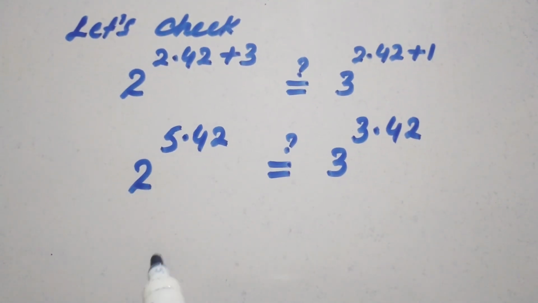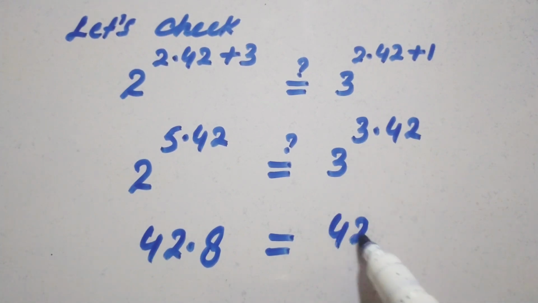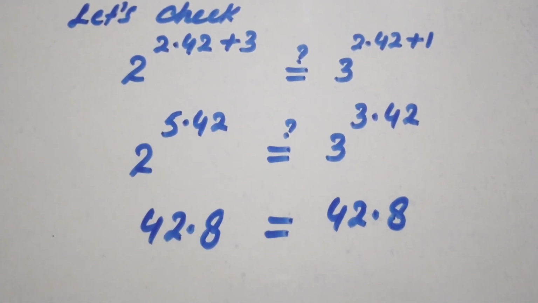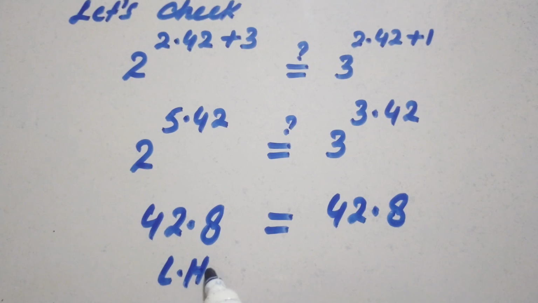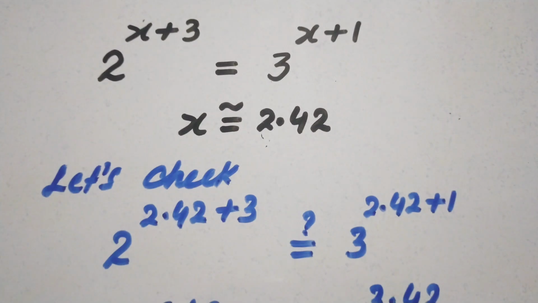Now this will become 42.8, is equal to, this will become 42.8. So left hand side is equal to right hand side. Hence the value of x, which is 2.42, satisfies the given question.